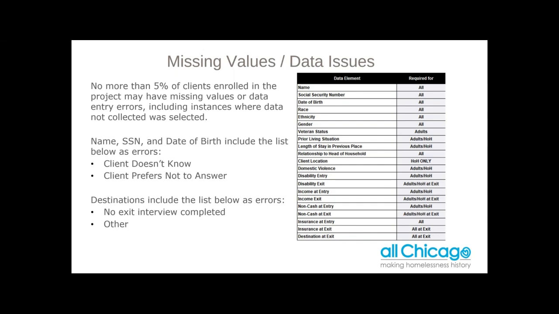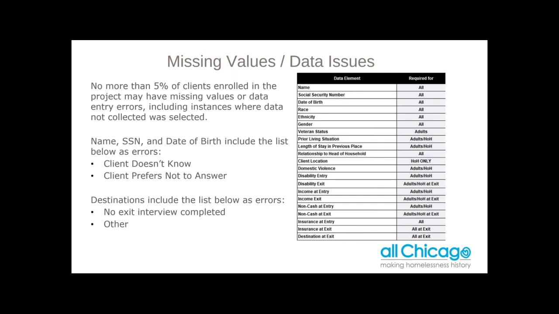So with this, no more than 5% of clients enrolled in the project may have missing values or data entry errors, including instances where data not collected is selected. What this means is that for all of these data elements, if any of them have a 5% or over error rate, then they're going to be marked as non-compliance. That includes any data errors, and then also missing values. Including in that is if data not collected is selected. Although that is a HUD value, that's still going to be counted as an error on the summary page.